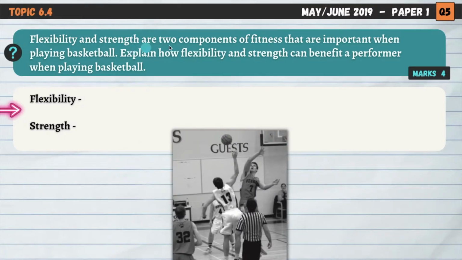Flexibility and strength are two components of fitness that are important when playing basketball. Explain how flexibility and strength can benefit a performer when playing basketball. So how is it that these two components of fitness, topic 6.4 on components of fitness of course, benefit a performer when playing basketball?